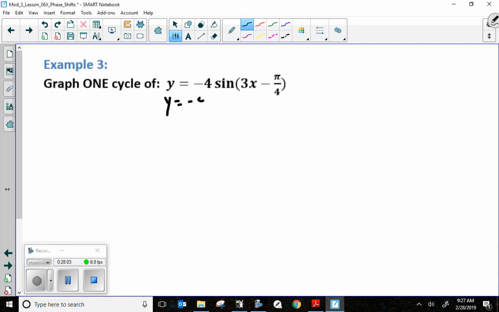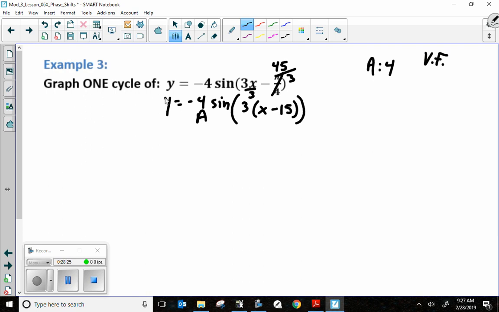y equals -4 sine. I'm going to factor out my 3, and I got x. This is 45 degrees. Divide this by 3, I get my x. I divide this by 3, and I actually get 15. And there's no plus or minus. So my amplitude is 4. It is negative, so it's a vertical flip, and it is sine, so it's going to go down, then up. All right. My frequency is 3.